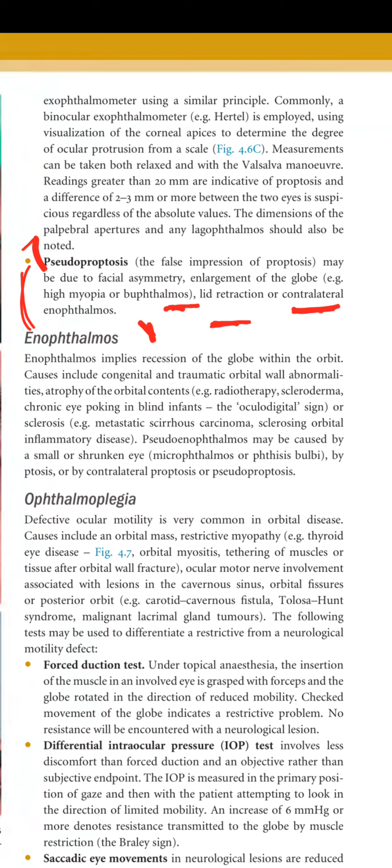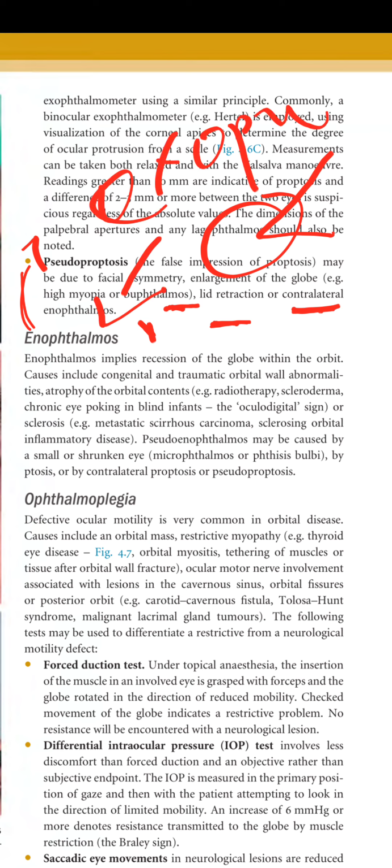Enophthalmos. Enophthalmos implies the recession of the globe within the orbit. Causes include congenital and traumatic orbital wall abnormalities, atrophy of the orbital content, and sclerosis. So whenever the normal globe is pushed back, it is called enophthalmos. Exophthalmos is protrusion, whereas enophthalmos is the going back of the eyeball.